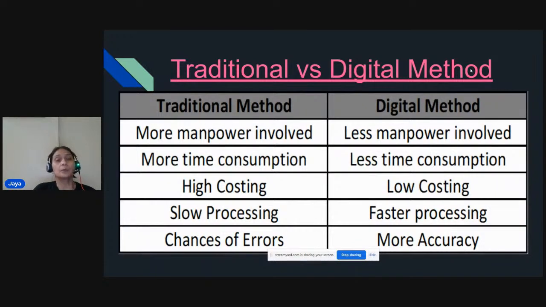Secondly, in the second slide we have the difference between the traditional and digital methods. When we talk about a digital method, less manpower is involved, less time is consumed, the costing is very low, the processing is very fast, and there is more and more accuracy. Whereas in a traditional method, more manpower is involved, the time consumption is more, the costing is very high, the processing is slow, and the chance of errors is very high. So that is why the digital method has its own importance.